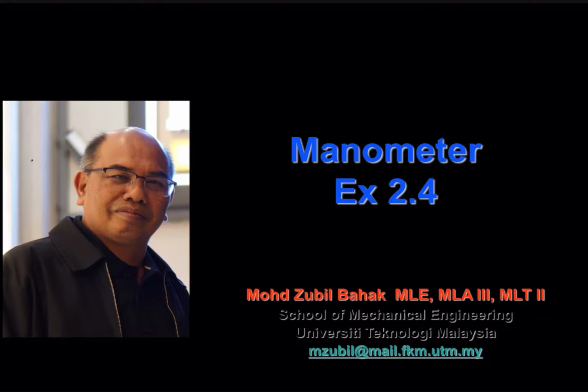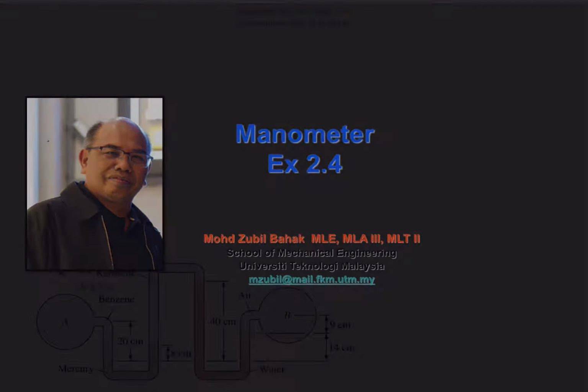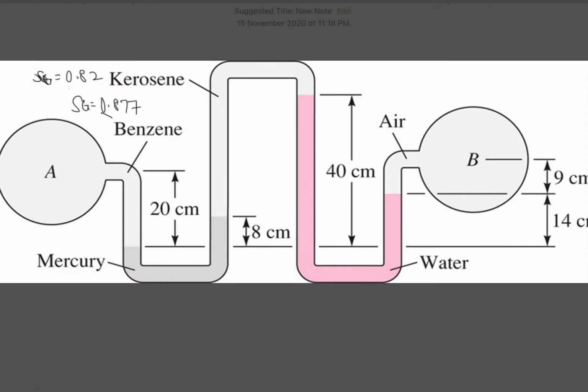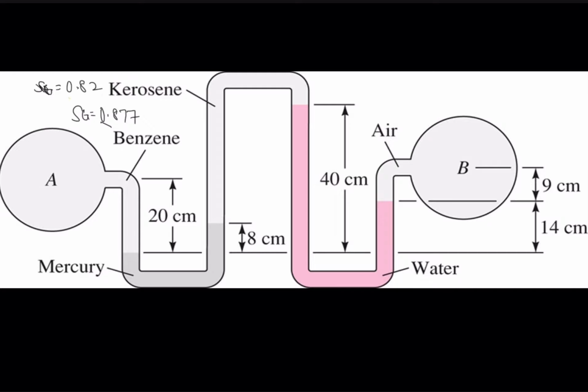In this video we will discuss in detail how we solve a problem related to manometer. This is example 2.4 according to your slide. The question is: find the pressure difference between point A and point B. Let's assume the benzene has a specific gravity of 0.877 and kerosene 0.82. Now we try to determine the pressure difference between these 2 points.